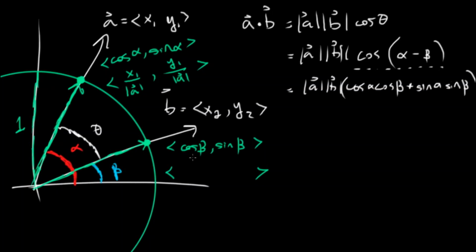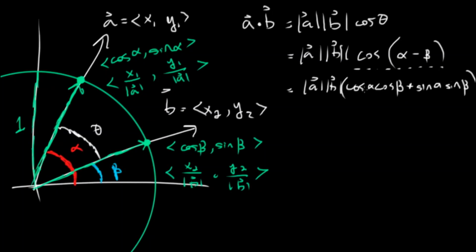Right? Down here, cosine B, sine B, that can instead be written as x2 divided by the magnitude of B, comma, y2 divided by the magnitude of B. These are the unit vectors in the direction of A and B. Right? But conveniently, these coordinates are also equal to cosine alpha, sine alpha by definition.